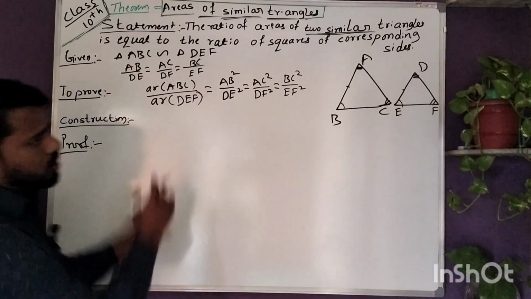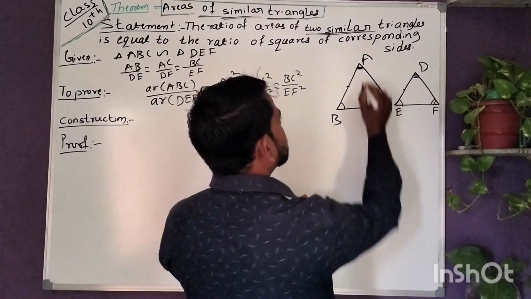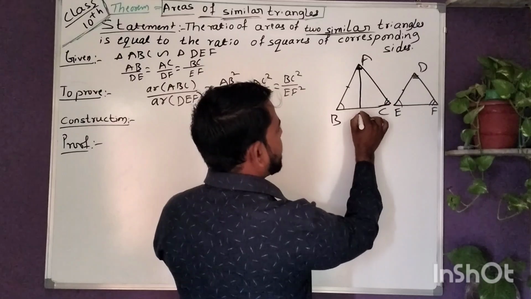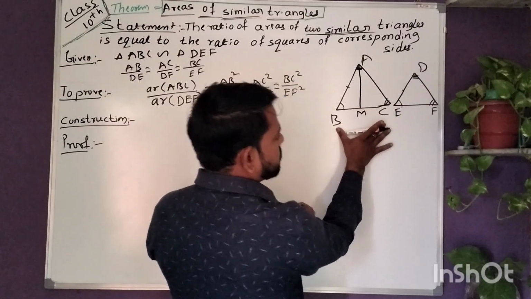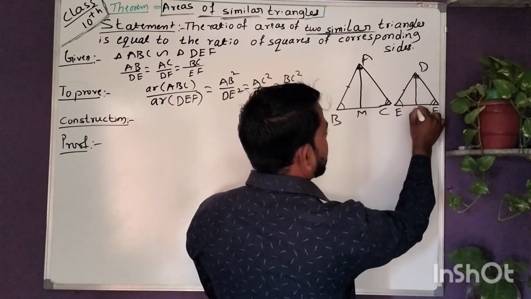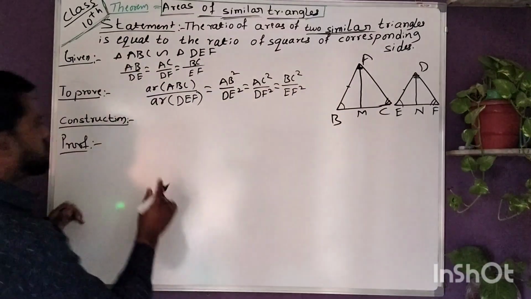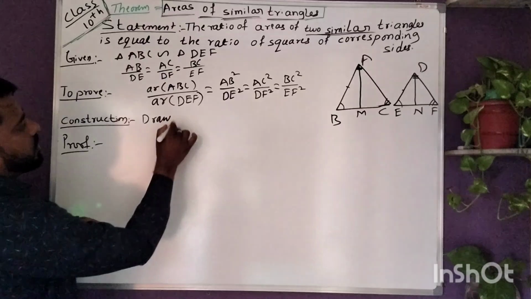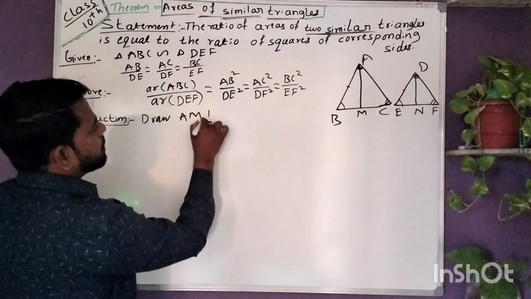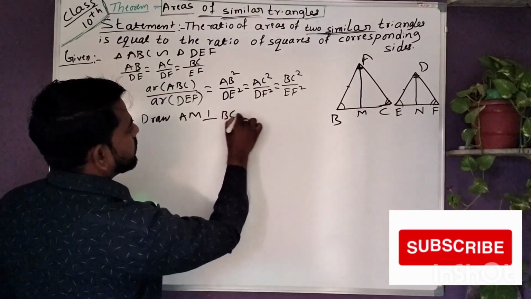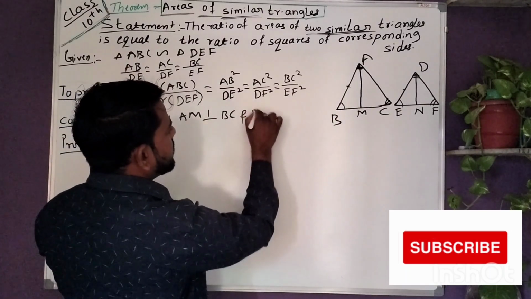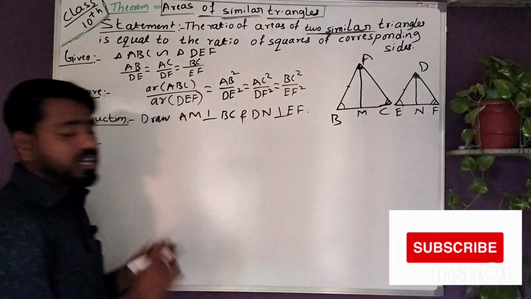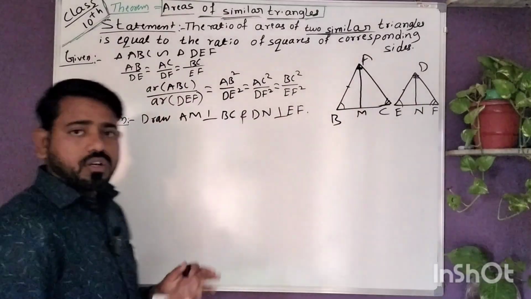Next, to prove this, we want one construction. The construction is to draw perpendiculars in both the triangles. In the first triangle, I draw AM perpendicular to BC, and in the other, DN perpendicular to EF. Write as it is: draw AM perpendicular to BC and DN perpendicular to EF. These are the constructions, and for this you get 2 marks.